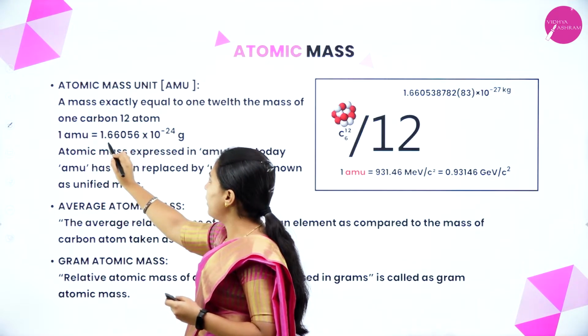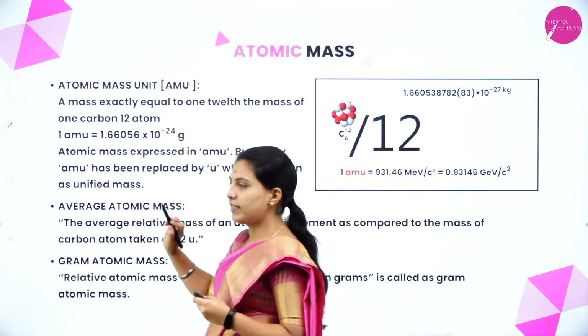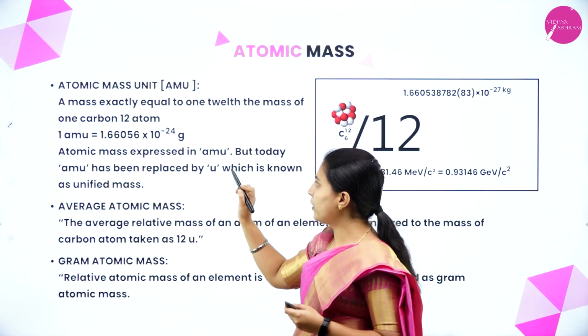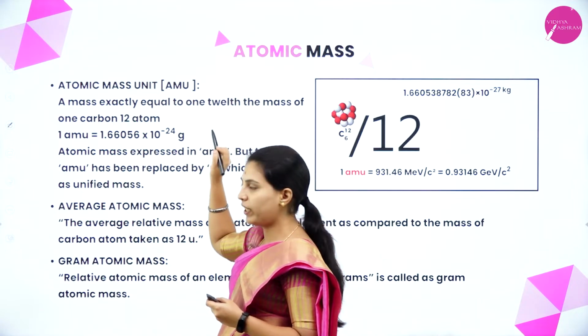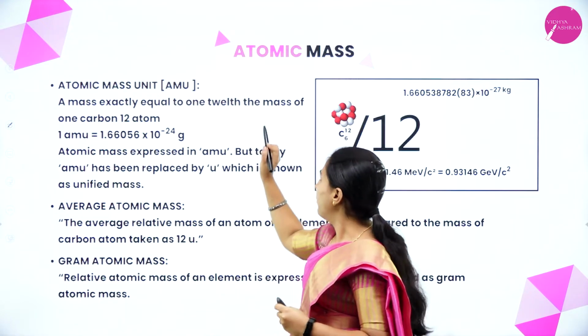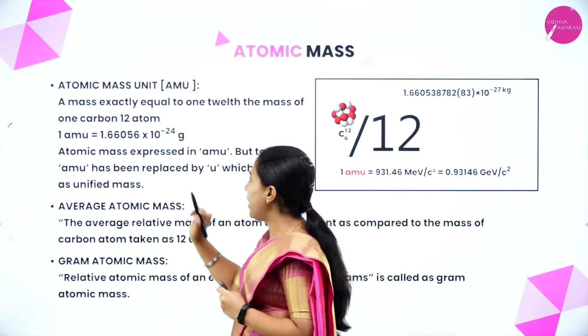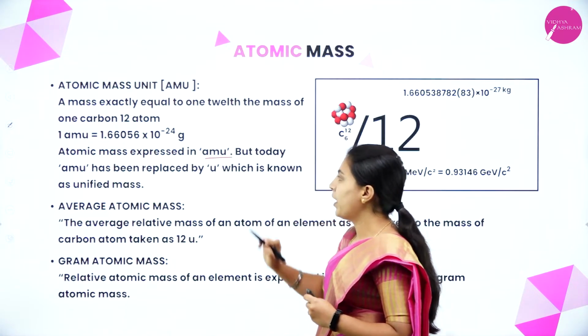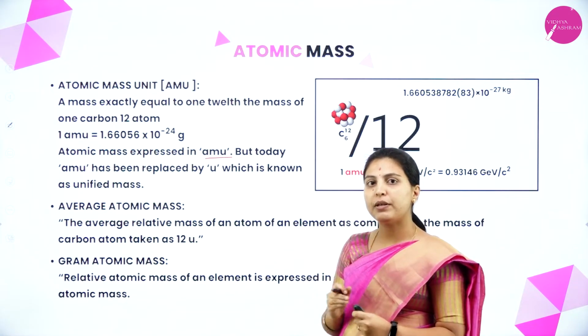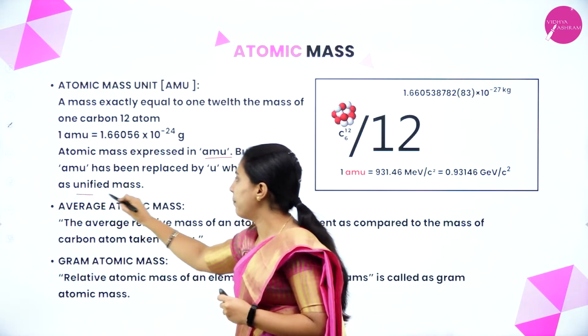Then 1 AMU equals 1.66056 × 10^-24 gram. The 1/12th unit is equivalent to this. Atomic mass is expressed in AMU, but nowadays atomic mass is called unified mass.